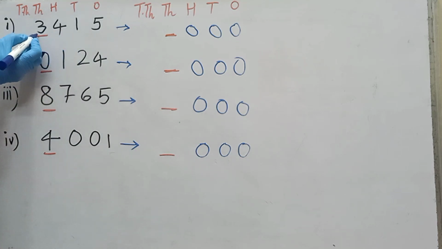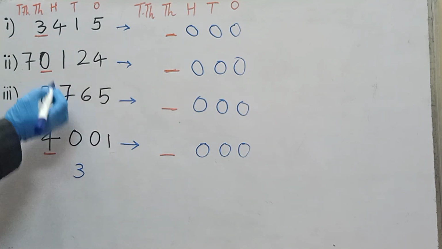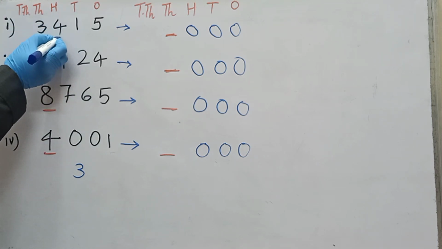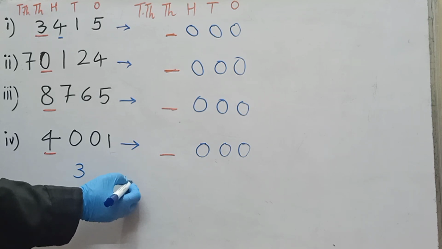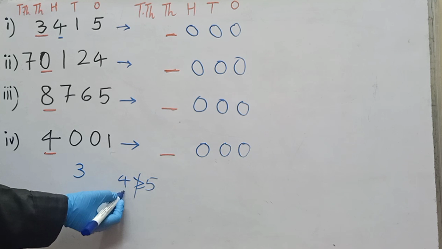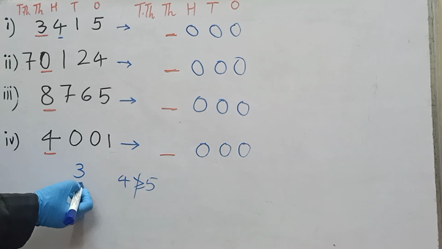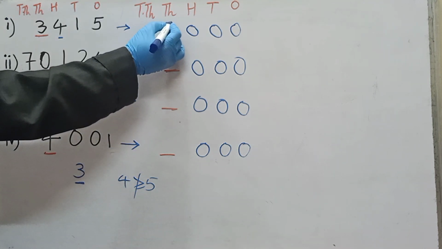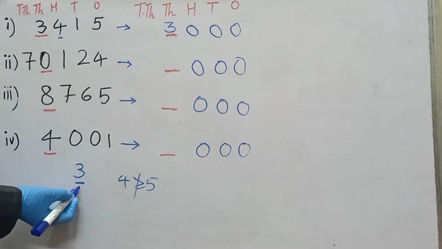Now we have to round off to thousands. So we will copy the thousands place number in the rough column. Then check its beside number. The beside number is 4. So is 4 greater than or equal to 5? No, it is not greater than 5. So what do we have to do? We have to write the number as it is here. No need of adding 1 here.